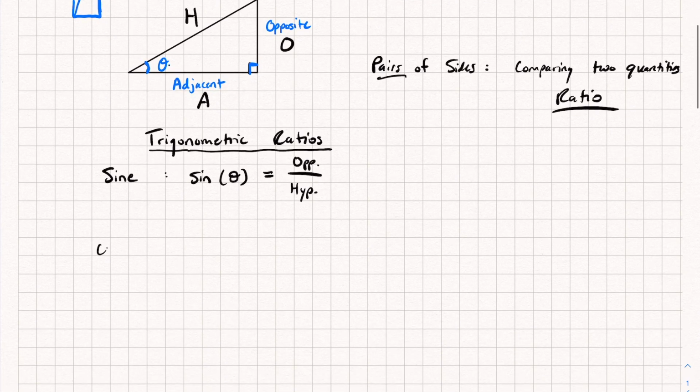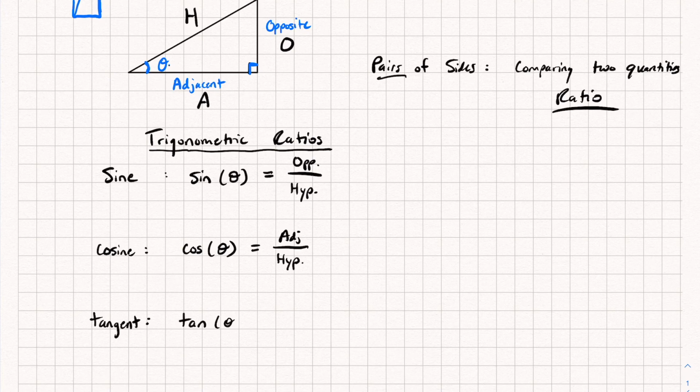The second one is called cosine. It is abbreviated as COS. And it is specifically the ratio, the relationship between the adjacent leg and the hypotenuse of your right triangle. Tangent is the final of the big three. It is abbreviated as TAN, T-A-N, of my angle. And this is the relationship between the opposite leg and the adjacent leg.